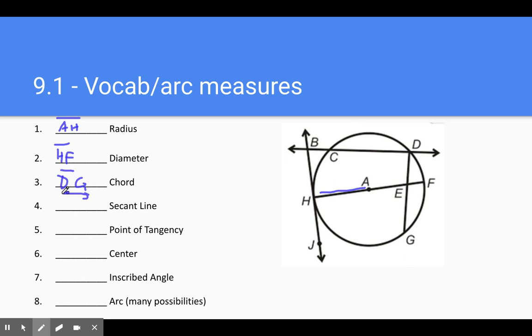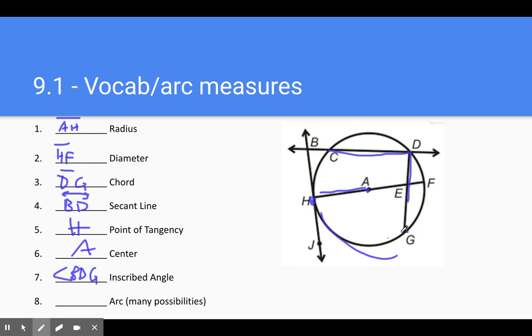Remember, there's a difference between segments and lines, so that's line BD. Point of tangency would be here at point H, right? The center here is at point A. Inscribed angle, there's more than one, but an example would be angle BDG. And an arc, there's a bunch of different arcs, right?